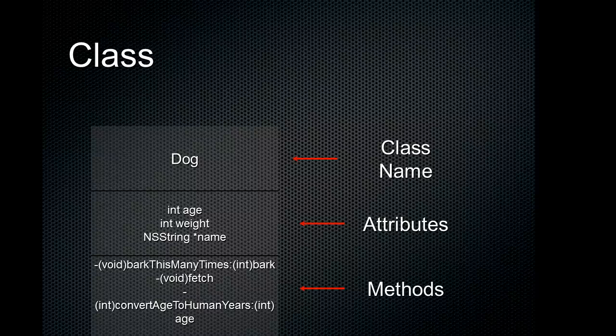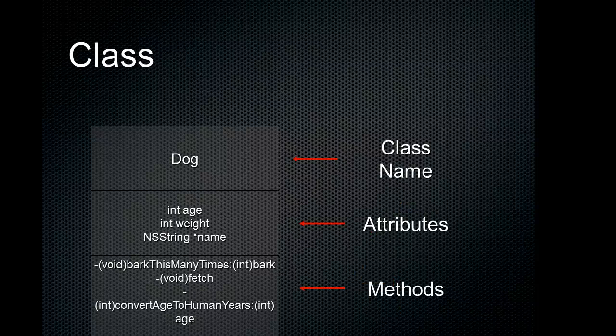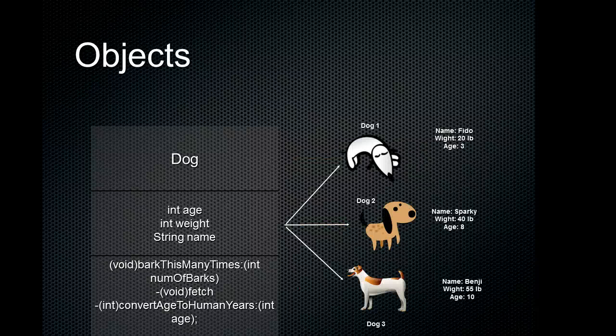A class is kind of like a template. So a dog, what's a dog? We have the concept of a dog, okay? But then we can also have an object. An object is a specific dog. Okay, so a class is just the concept of a dog. An object is a specific dog.